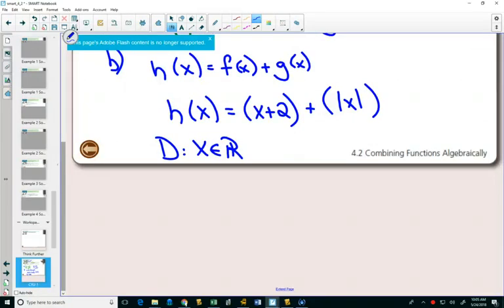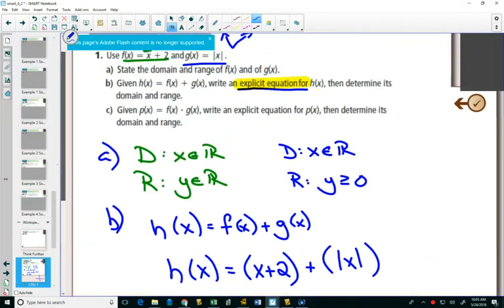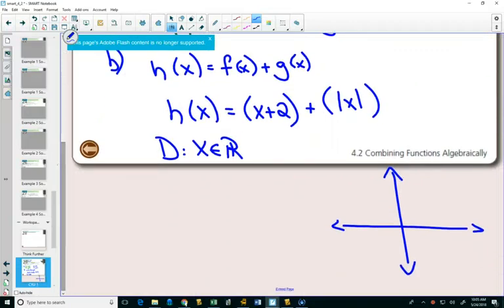The range, on the other hand, is harder to tell, especially if, sometimes you'll get something that you've seen before, but we've never seen x plus 2 plus the absolute value of x before. So I'm going to show you that you could take your graphs, right? What color did I say my green graph was? x plus 2.